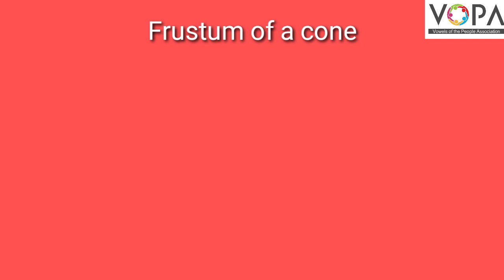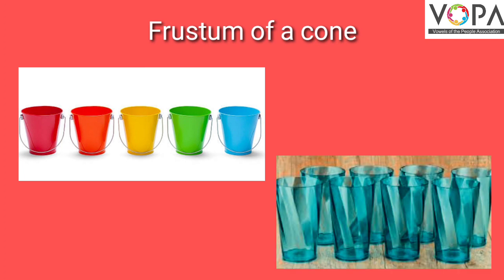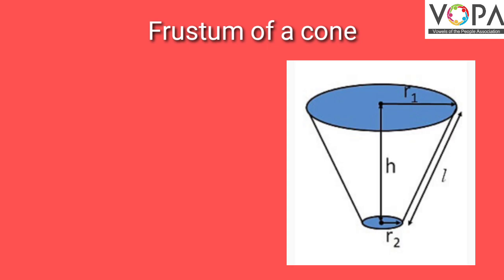In our day-to-day life, we find different objects which are frustums of a cone, like buckets and glasses. These are examples of a frustum of a cone. A frustum of a cone will have two radii, bigger R1 and smaller R2, perpendicular height H, and slant height L.